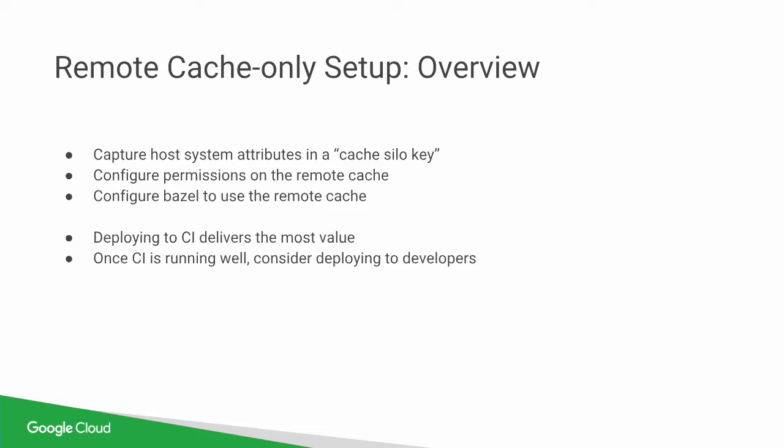Second thing you need to do is actually, obviously, set up the permissions on this remote cache. And then finally, you need to configure Bazel to use your remote cache. And the path we recommend is to deploy to CI first, because that's where you get the most value out of these builds. You're generally landing on a fresh machine, and pulling all the artifacts from that remote cache really delivers a lot of speed up. And then once your CI system is running well, you can roll it out to developers. And it's just a little bit easier path to work on CI, where it's a more tightly controlled, centralized environment.